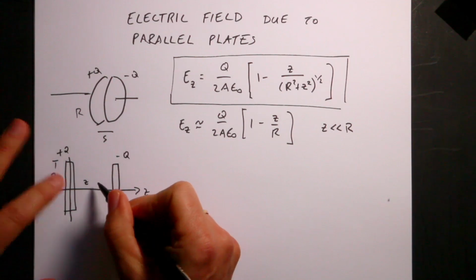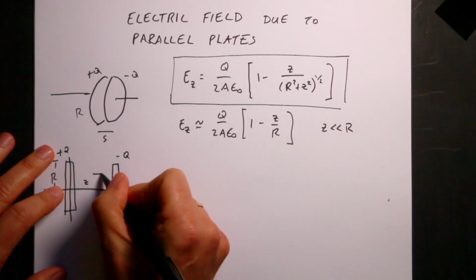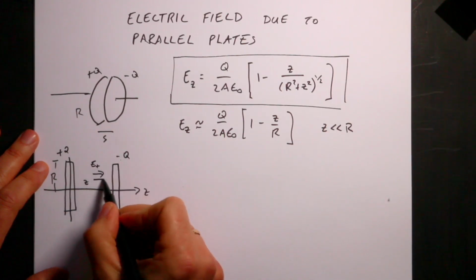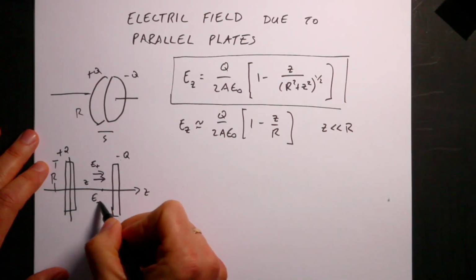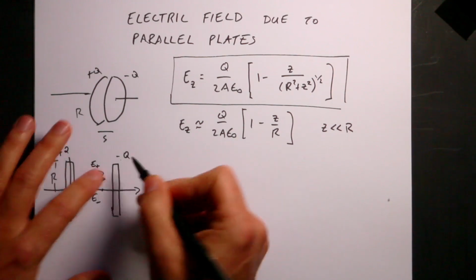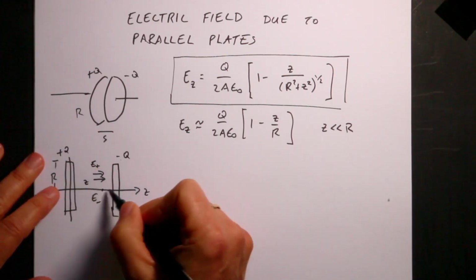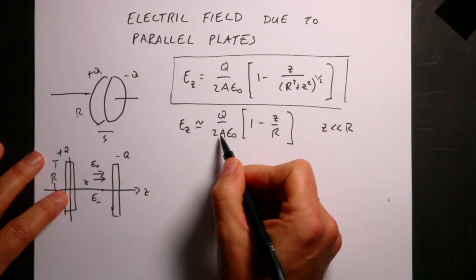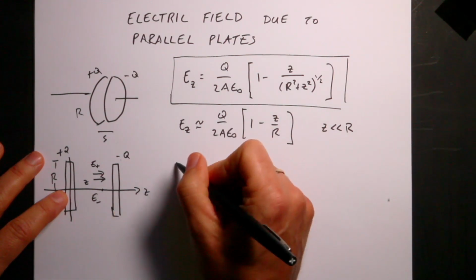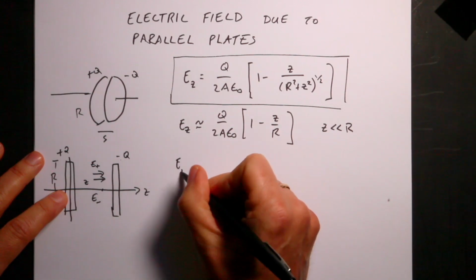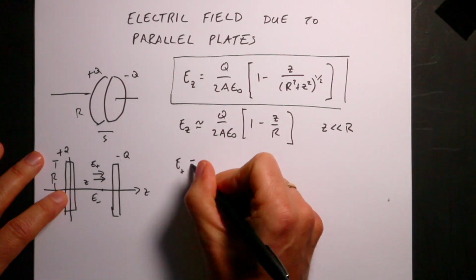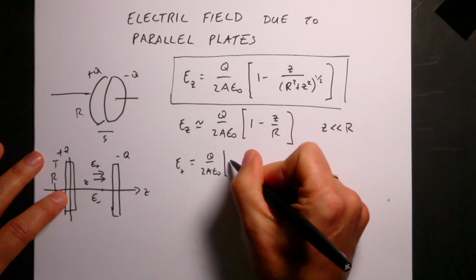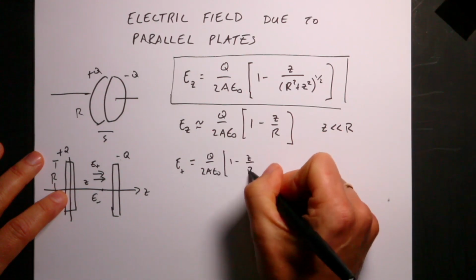So I have two electric fields. This one's going to make an electric field going this way, and we'll call that E plus in the z direction. This one's also going to make an electric field going that way. I'll call that E minus in the z direction, right? Because the charges are going to be going that way. So I can find the total electric field using this twice. Let's write E plus in the z direction as equal to Q over 2A epsilon naught times 1 minus z over R.